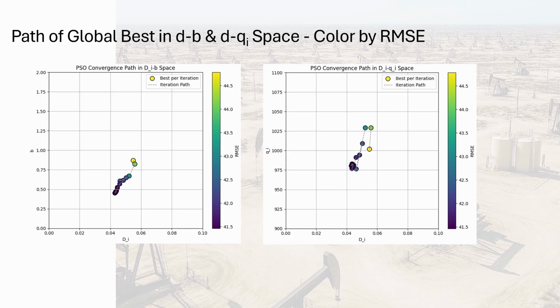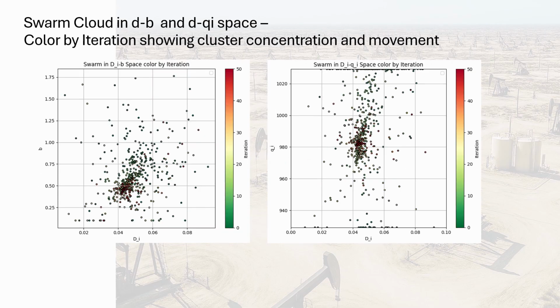Now, instead of the global best, we're looking at the swarm cloud in D-b and D-qi space, colored by iteration, showing the cluster concentration and movement. So you can see where we started with the blues, with the greens of the iteration, and then moving towards the reds at the higher end, where again the particles are starting to converge at those optimum locations.